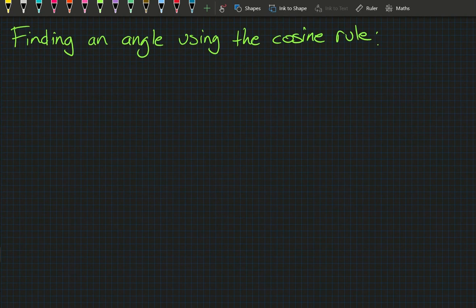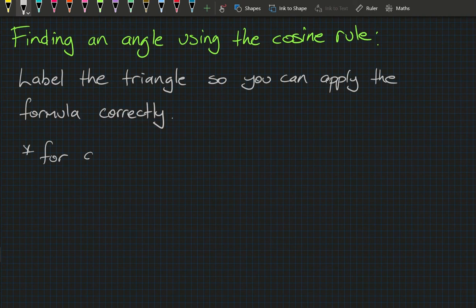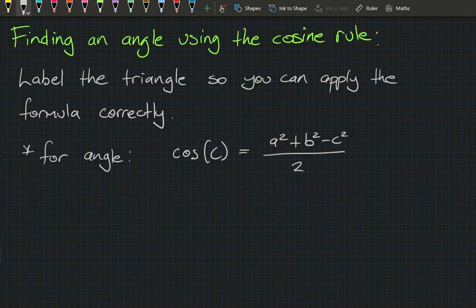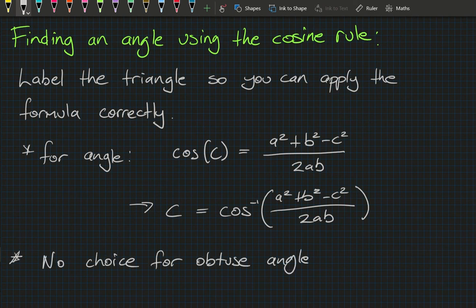Okay, just like finding a side length, when you find an angle using the cosine rule, it's really important that you label the triangle so you can apply the formula correctly. And then once you've labelled it correctly, cos of the angle C is going to equal a squared plus b squared minus c squared, all divided by 2ab. And then applying the inverse function, C will equal inverse cos of a squared plus b squared minus c squared, all over 2ab. Also remember that there's no choice for an obtuse angle.